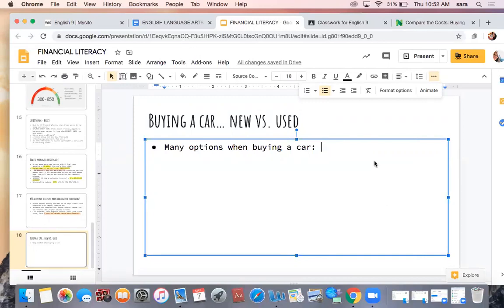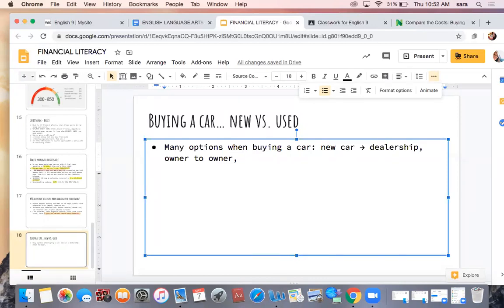So the options of buying a car. You can always buy a new car. So new car, and this would be from a dealership. Everybody here knows what a dealership is, right? That's where you buy cars that are new or used. You can buy a new car from an owner. So owner to owner. That's somebody who owns a car that's new and they sell it to you for whatever amount of money.